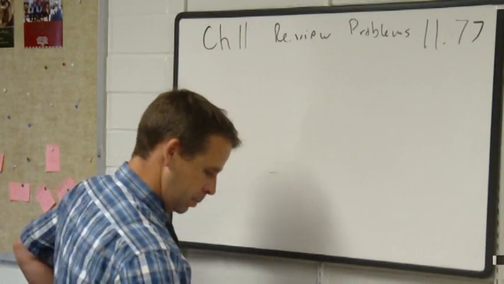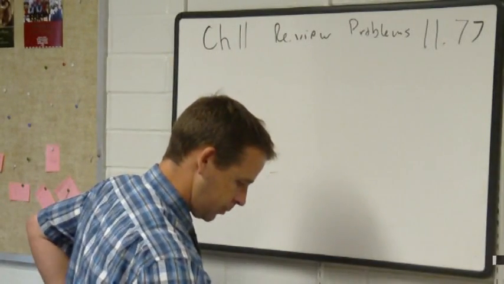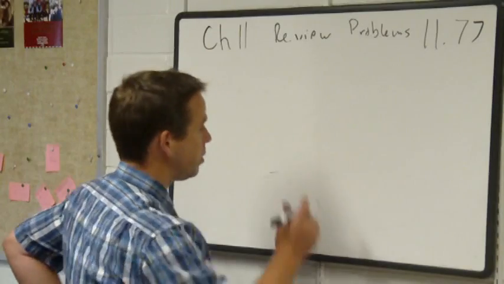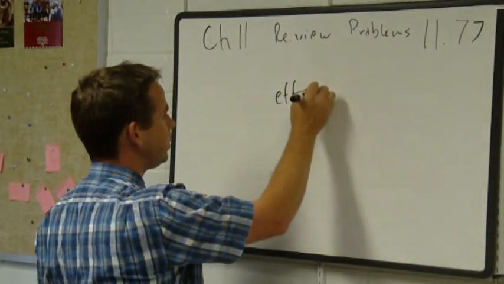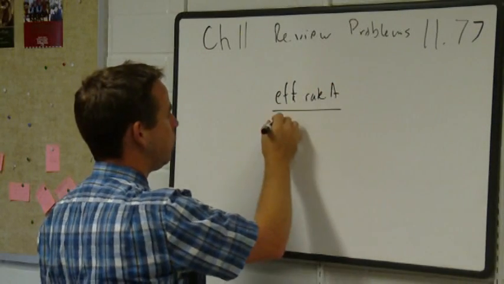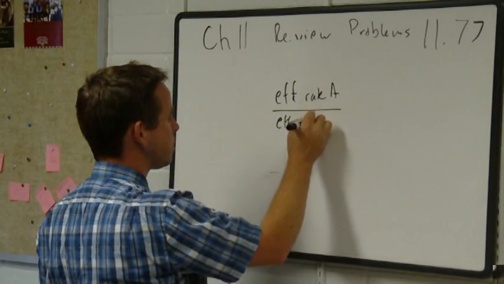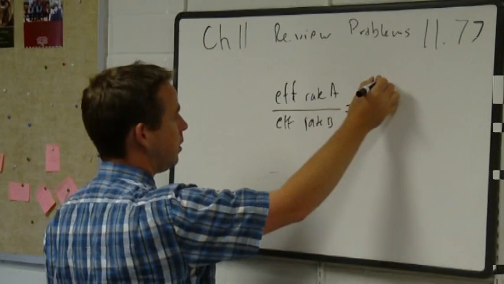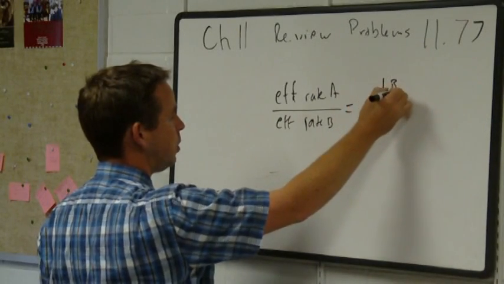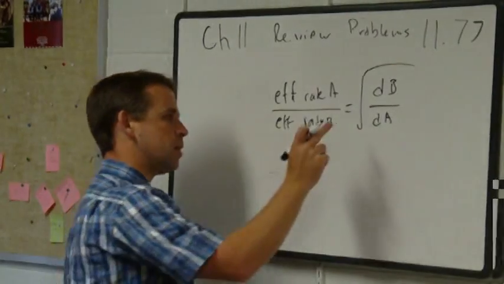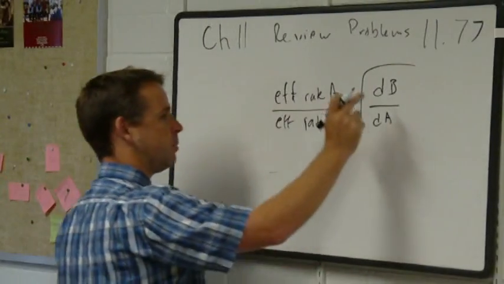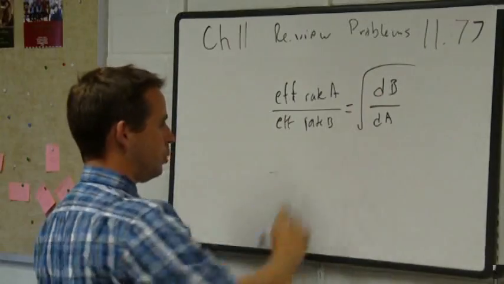And we know, based on page 520, that there's a relationship between the diffusion rate of A over the diffusion rate of B, and either the density of B over density of A, square root of that, or the molar mass of B over the molar mass of A.